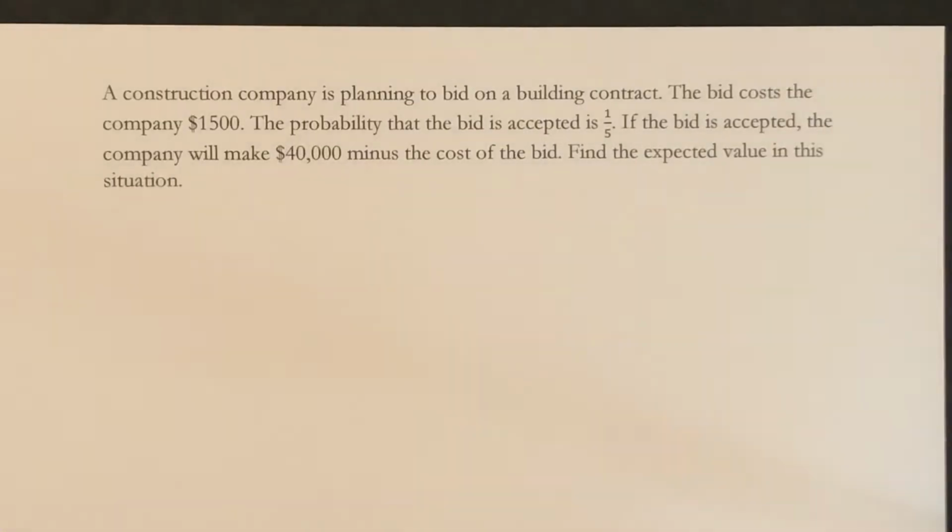Okay. So let's say a construction company is planning to bid on a building contract. The bid costs the company $1,500. The probability that the bid is accepted is 1/5. If the bid is accepted, the company will make $40,000 minus the cost of the bid. Find the expected value in this situation.